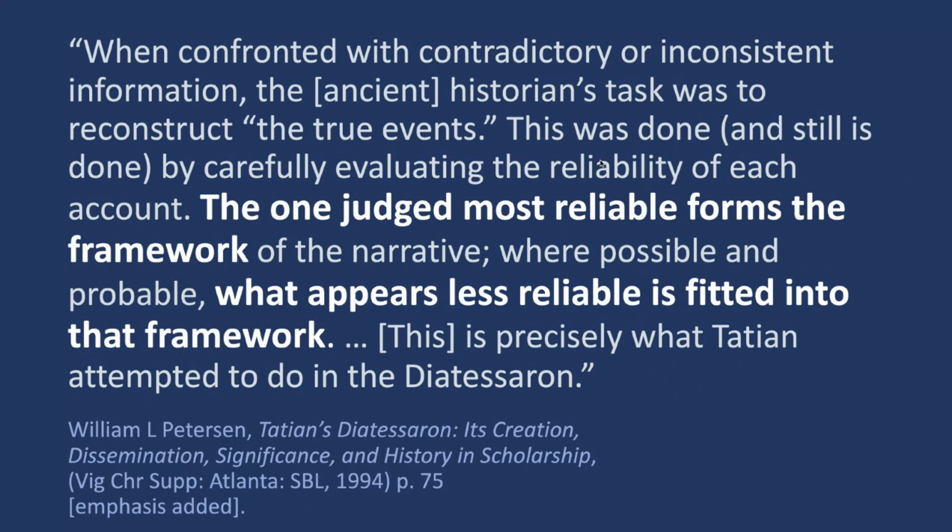This is a classic text about Tatian. He's talking about historians in general: when confronted with contradictory or inconsistent information, the ancient historian's task was to reconstruct the true events. This was done and is still done by carefully evaluating the reliability of each account. The one judged most reliable forms the framework of the narrative. Where possible and probable, what appears less reliable is fitted into that framework. This is precisely what Tatian attempted to do in the Diatessaron. That's his combined gospel.